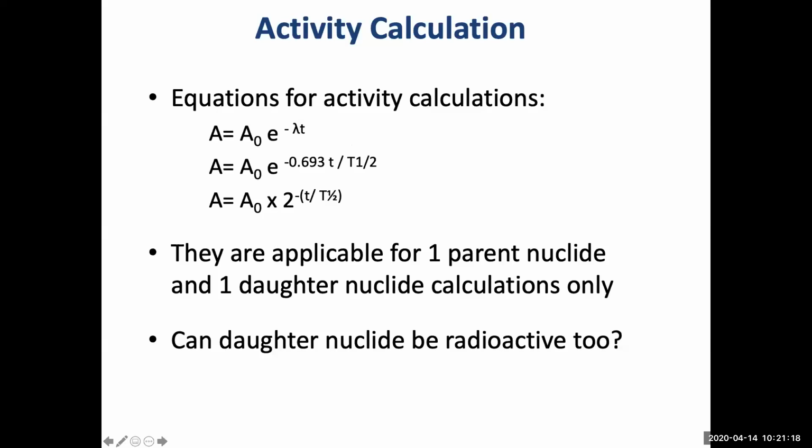These equations are applicable for one parent nuclide and one daughter nuclide. We cannot use them for mixed radionuclides. Sometimes we have mixed radionuclides together, many parents and many daughters, so we cannot use this equation for multiple radionuclides mixed together. This is only for one parent and one daughter. So the question: can the daughter nuclide be radioactive too? We said yes, it can be radioactive and decay another time and another time.